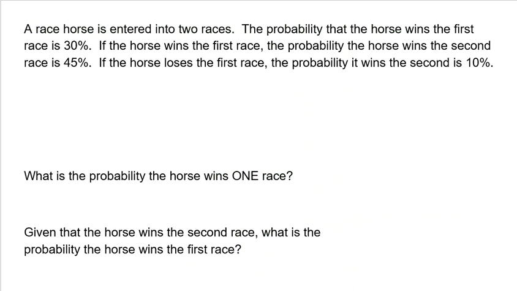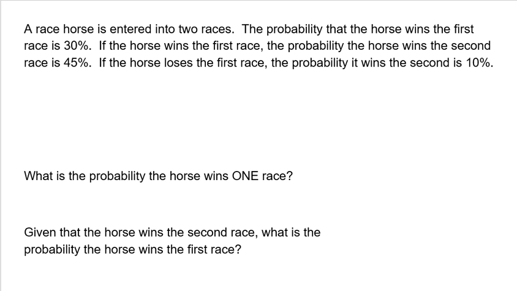All right, let's do a problem here that definitely has a conditional sentence to it. And I'm going to show you how a tree diagram really makes this cool and simple to understand. All right, a racehorse is entered into 2 races. The probability that the horse wins the first race is 30%. Okay, that's not conditional. It just says the probability the horse wins the first race is 30%, which should automatically tell you the complement. Probability it loses the first race, 70%.